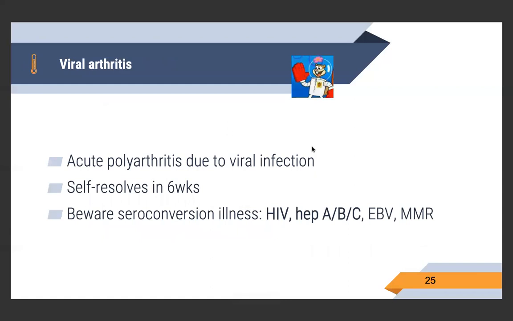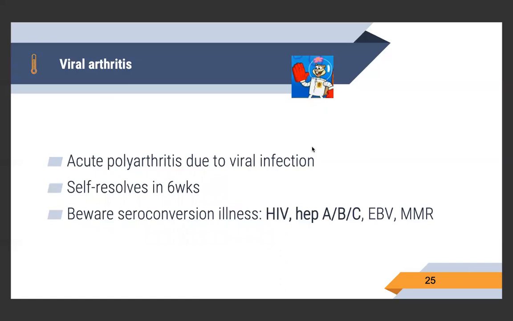Just to get this out of the way, this is more a real life thing, not really an exam thing, but viral arthritis is a very common thing that happens. You just get an acute polyarthritis after a viral infection. If you've ever had the flu and things like this, then you might know what I'm talking about. It's self-resolving. We don't really worry about it. However, it can indicate a seroconversion. They might have just recently got HIV, hep A, B, C. So you just want to keep an eye out for that. But it's usually nothing major.